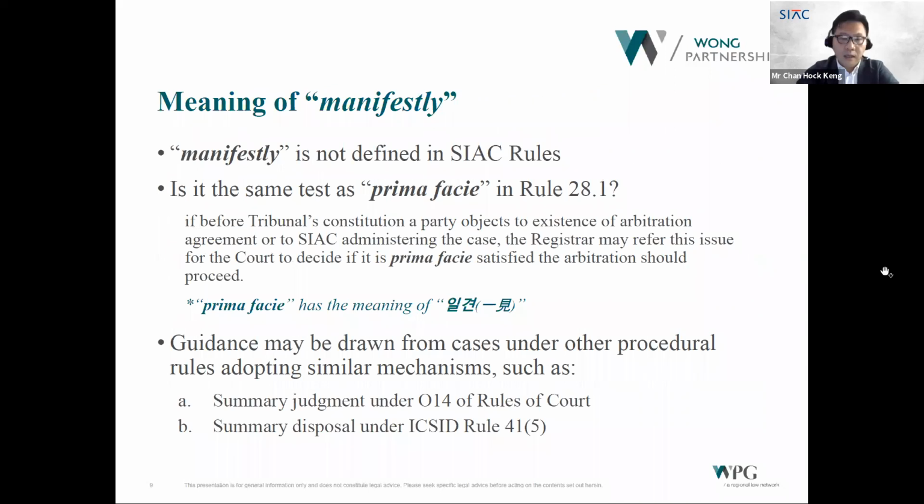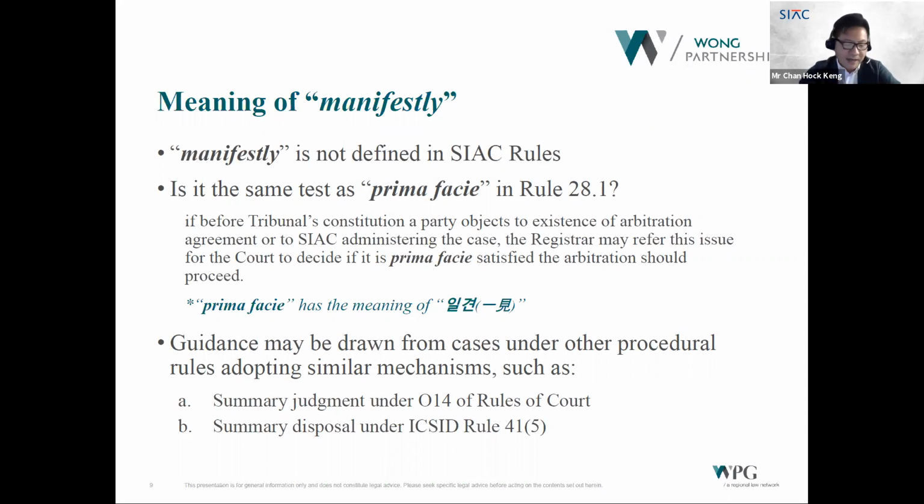Next slide. As we have heard from the previous speakers, the word manifestly is not defined in the SIAC rules. So there's one query. First, is it the same test as the prima facie test in Rule 28.1? If you look at SIAC Rule 28.1, if before the tribunal has been constituted, a party objects to the existence of the arbitration agreement or to SIAC administering the case, the registrar may refer this issue to the court to decide whether or not on a prima facie basis the arbitration should proceed. So this is one hurdle that someone can make the claimant cross. And prima facie, I understand it means igyong, you know, and I'm trying to be Korean.